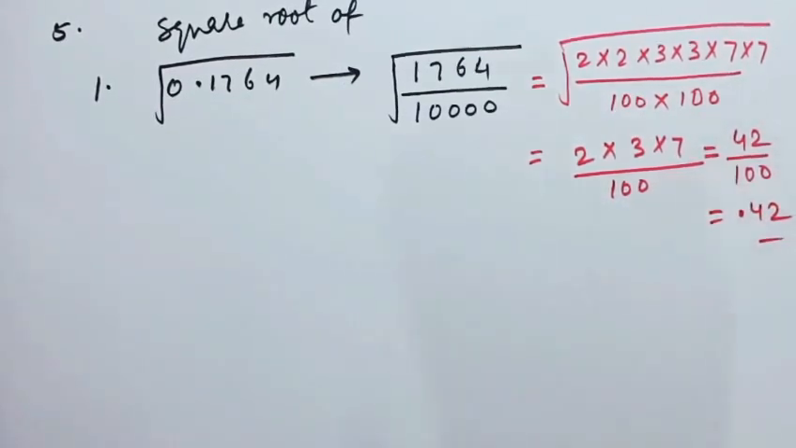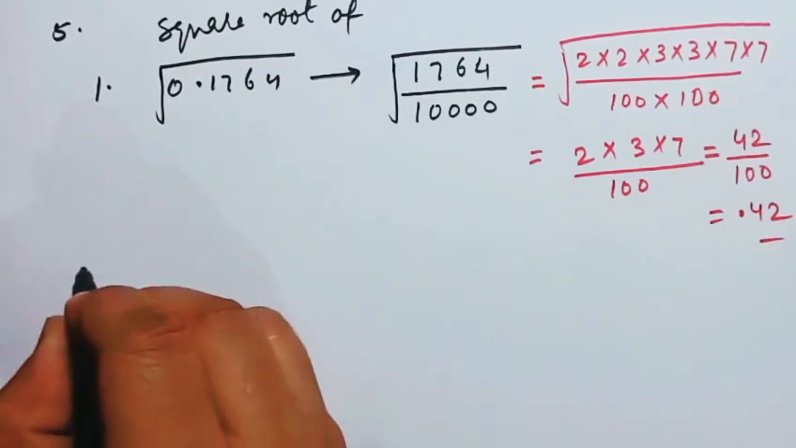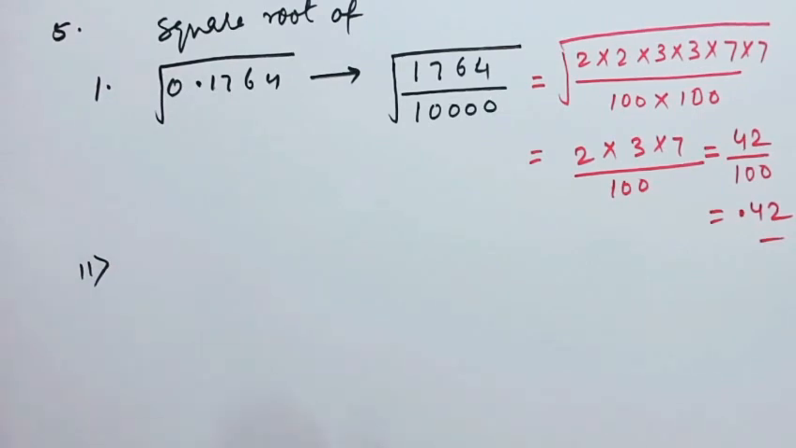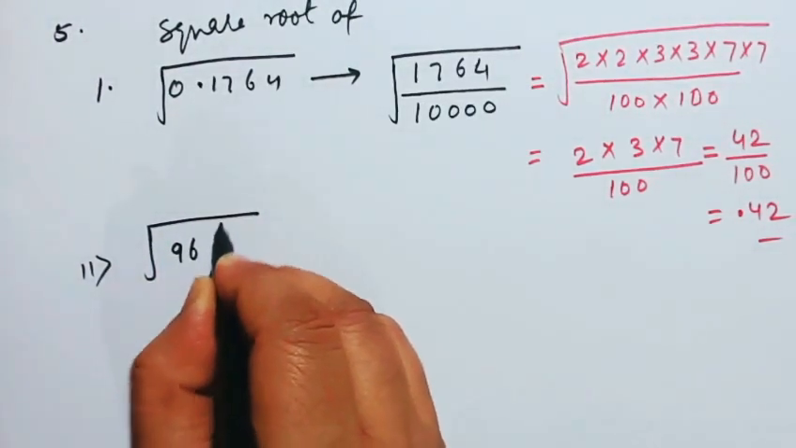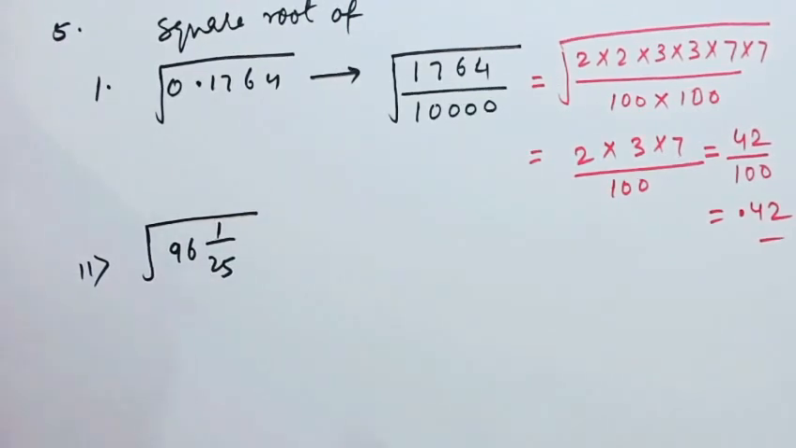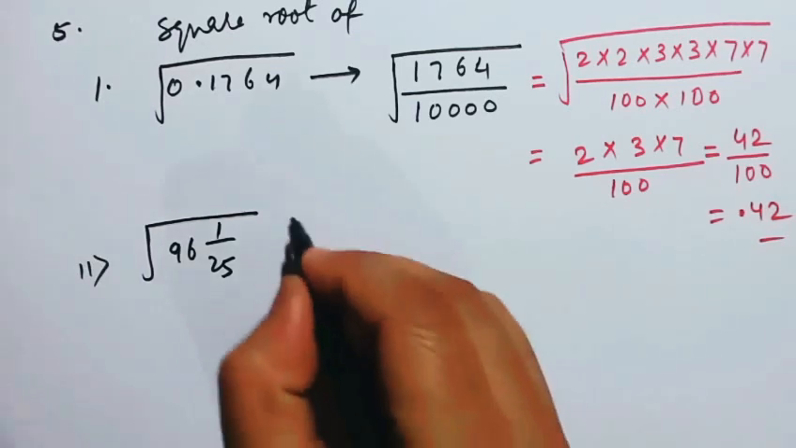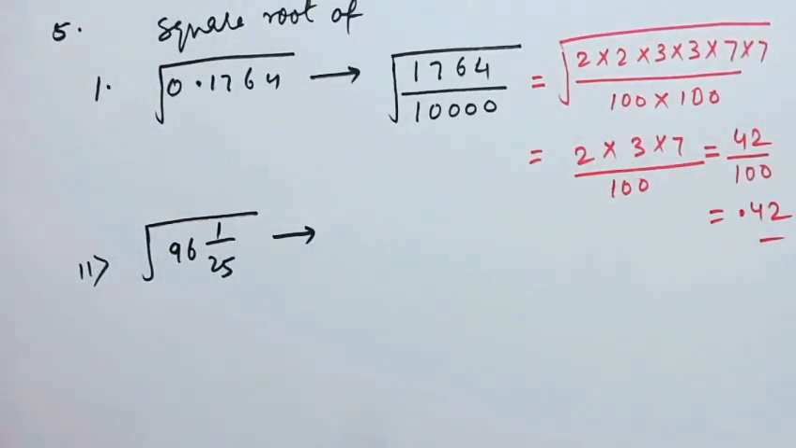0.42 as your solution. Yeah? So interesting. Okay, come to number two: 9 6 1 by 25. How are they fooling us? Now, what is the use of giving 9 6 1 by 25? Just to confuse us, nothing else.